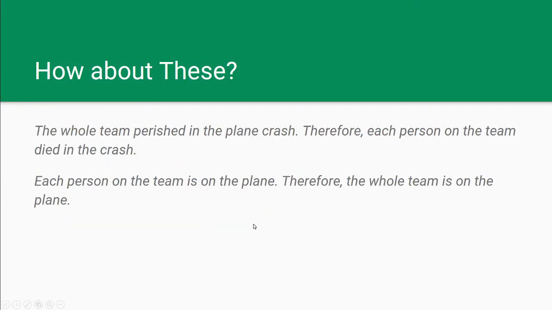Let's look at these examples. The whole team perished in the plane crash, therefore each person on the team died in the crash. Does the conclusion follow? In this case, it does. How about this? Each person on the team is on the plane, therefore the whole team is on the plane. Again, the conclusion follows here.